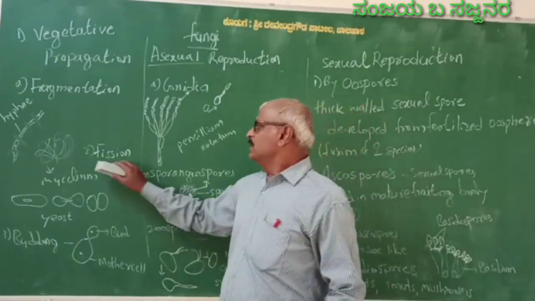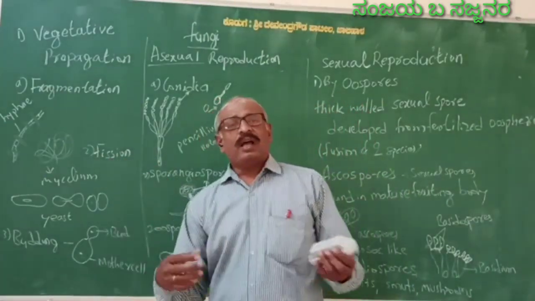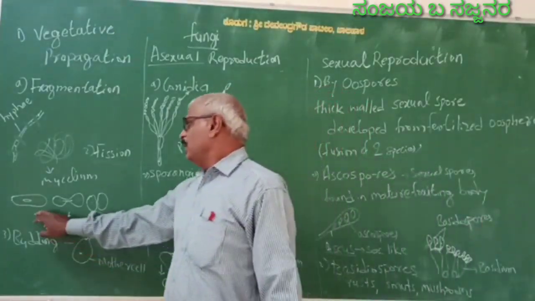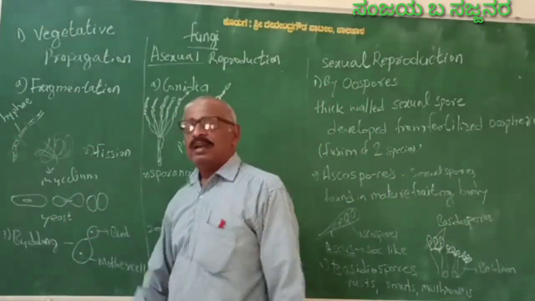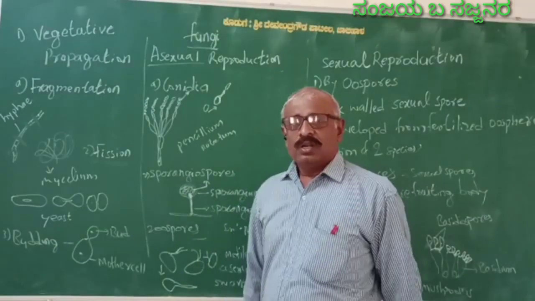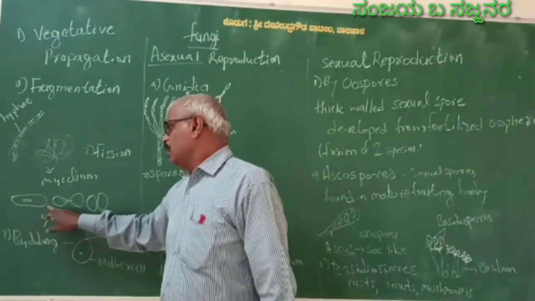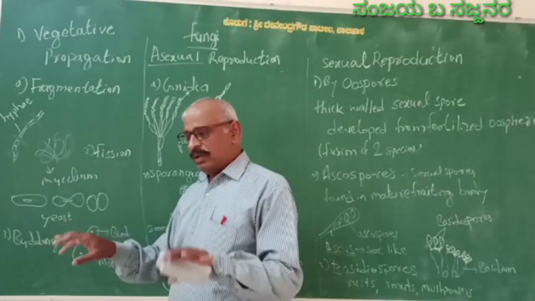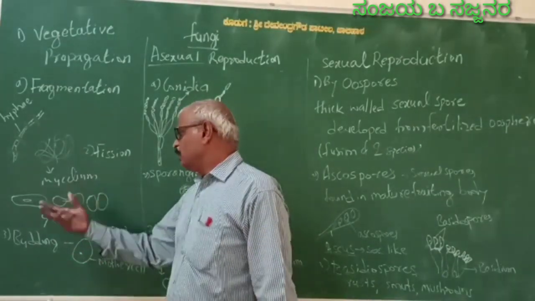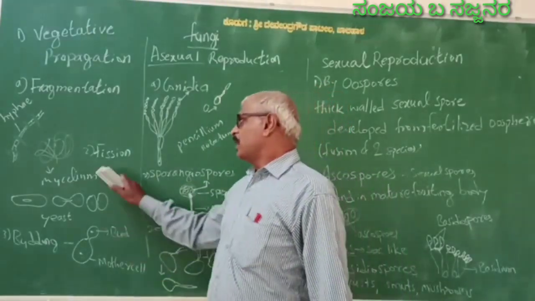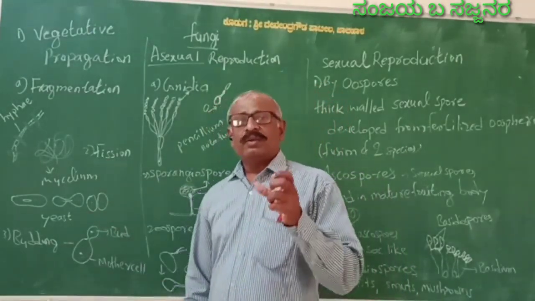The second one is fission. Fission, as I already said, is dividing. In yeast, we have seen the fission kind of reproduction. Asexual means vegetative propagation. The cell divides and forms two, and each one develops into a new organism. Such a method is called fission.